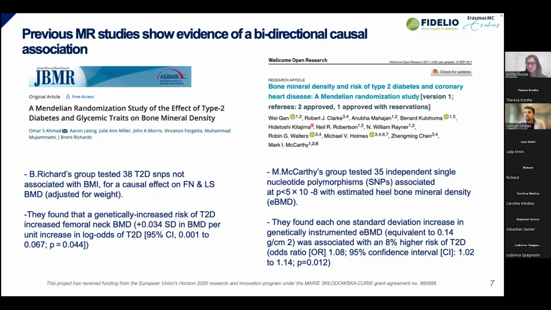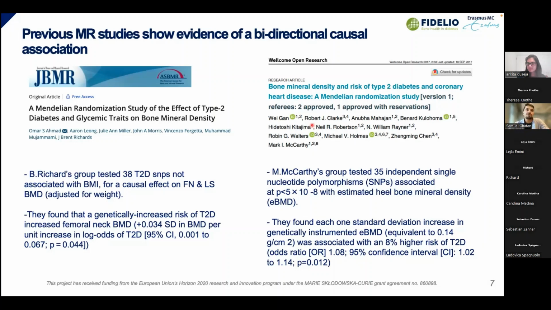And then Mark McCarthy's group did the opposite, actually. They looked at, do the processes that lead to increased bone mineral density also increase the risk of type 2 diabetes? So this is kind of a flipped association, something that's not as well studied. And they actually found, again, significant evidence of a causal association, which I think was quite surprising, to me anyway.